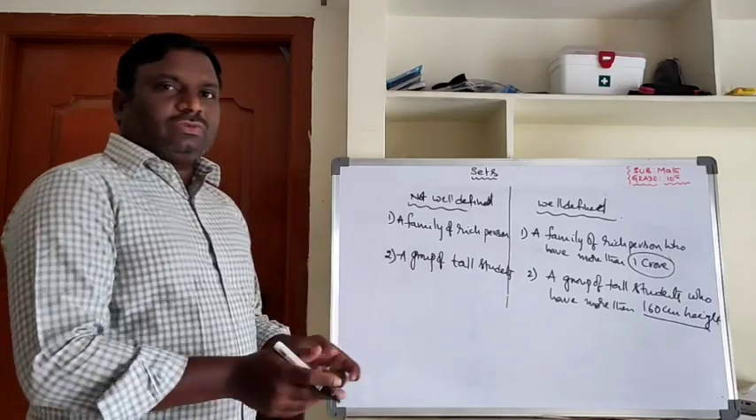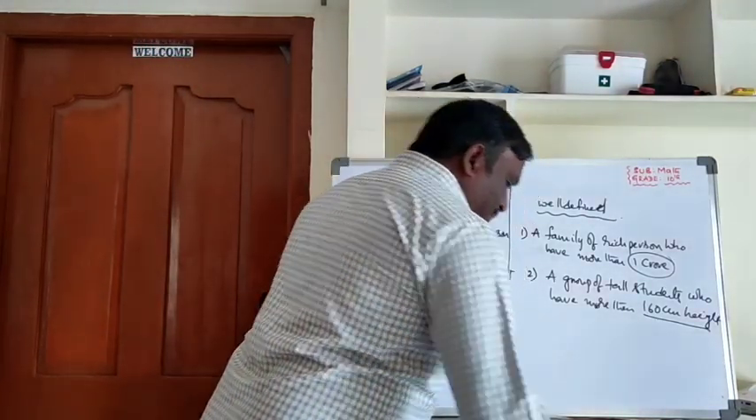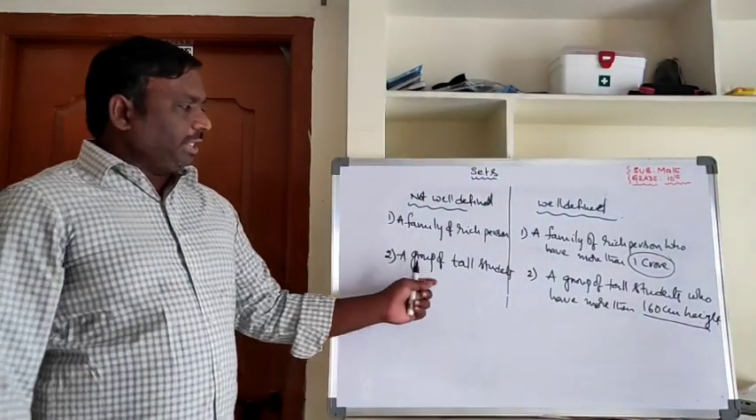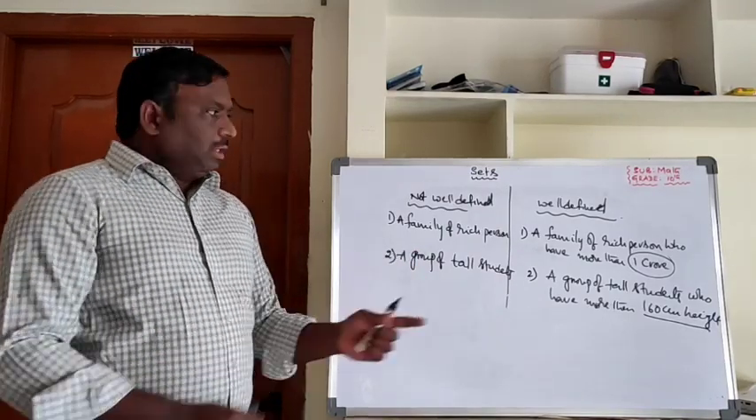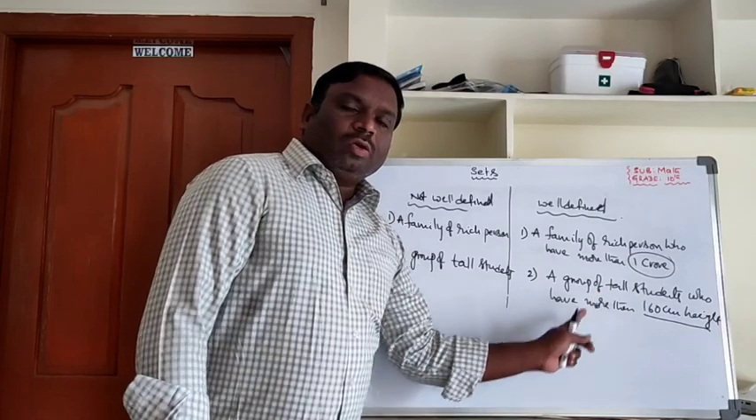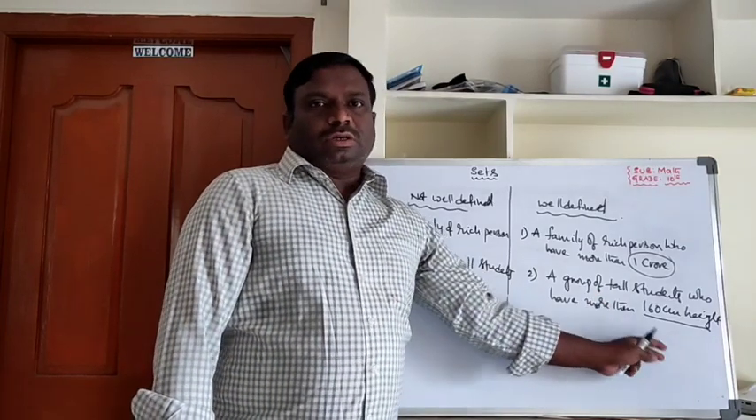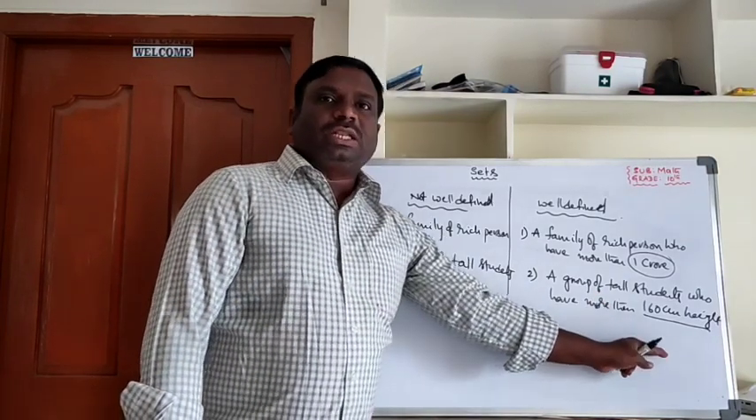Like this, we can take different examples. A group of numbers you can take. A group of numbers means what numbers you have to take. There is no common property here. Suppose well defined means a group of natural numbers which are less than 10.